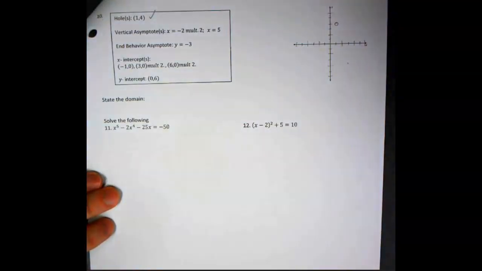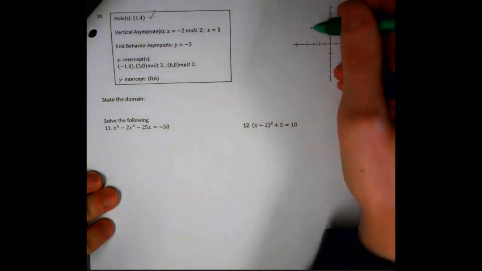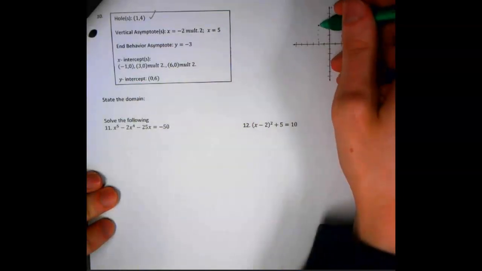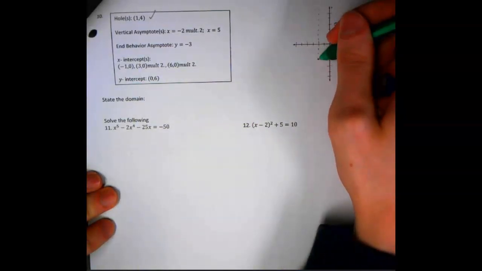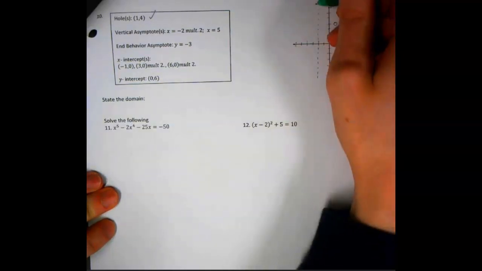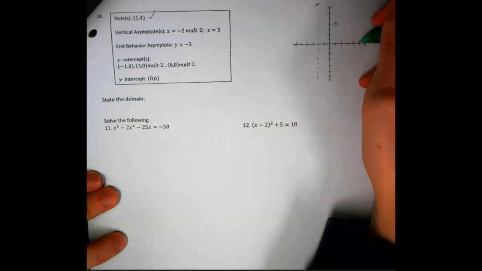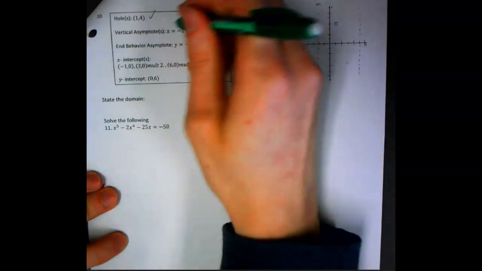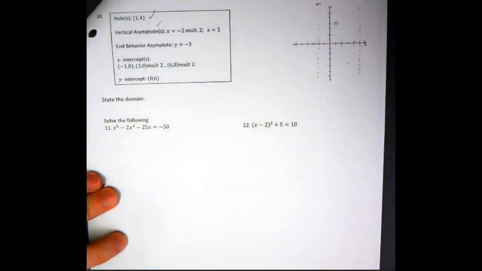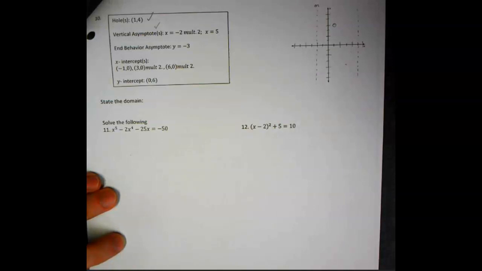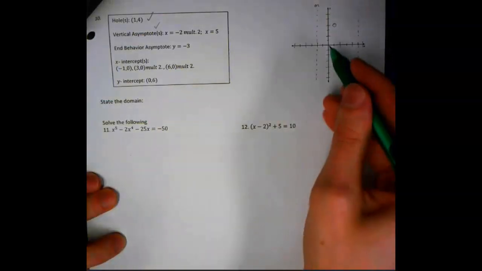The vertical asymptote at -2, with multiplicity. The second asymptote at +5. The end behavior asymptote is going to be at -3.